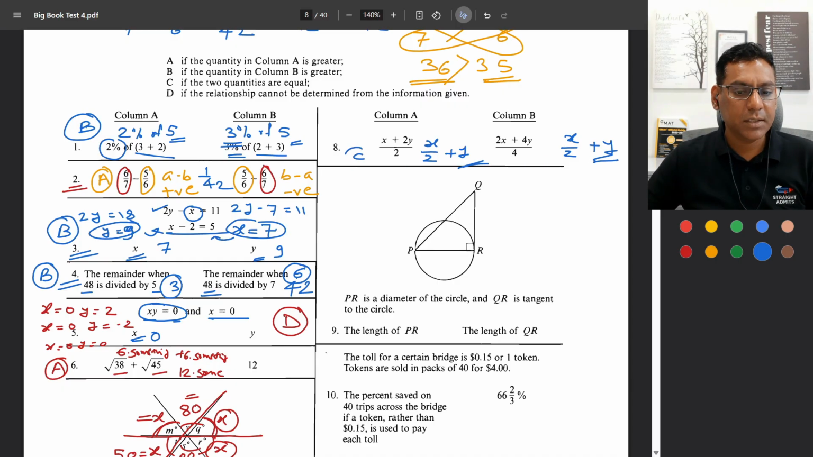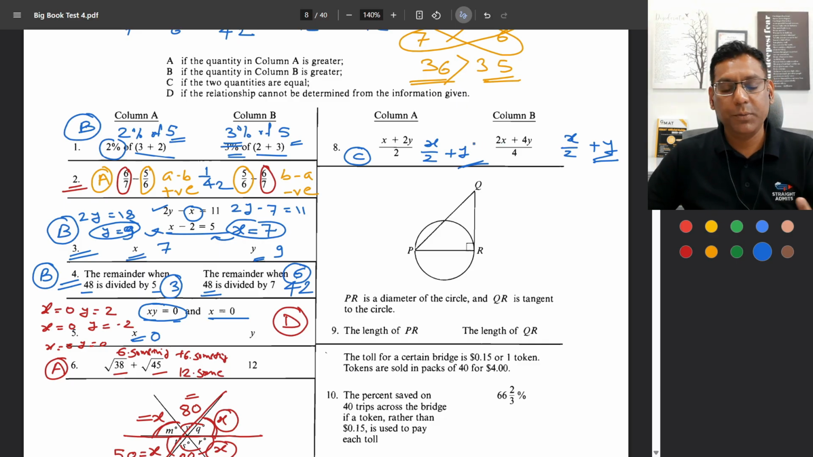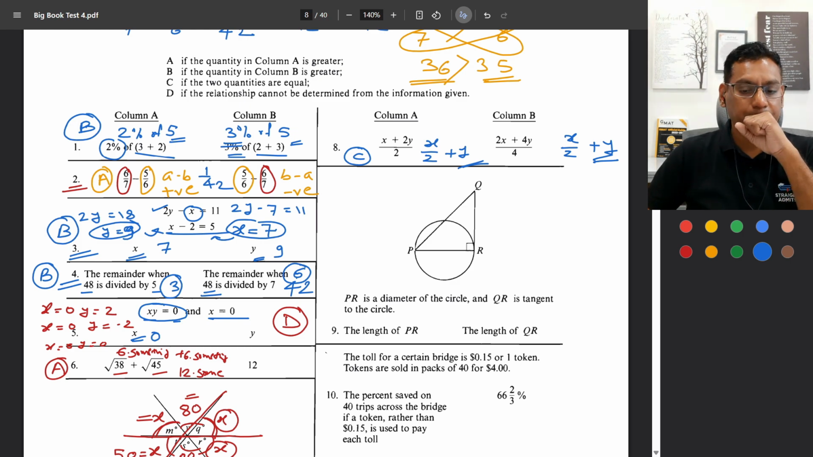So answer choice C. Now here I don't have to worry about whether it is negative, positive, 0, because it's the same expression anyway. The numbers could be positive, negatives, whatever. We don't have to compare the numbers. We just have to compare these expressions. All right. Let's move to question 9.